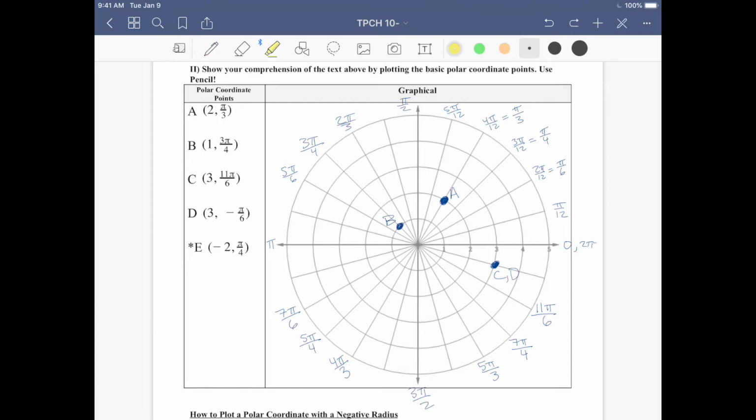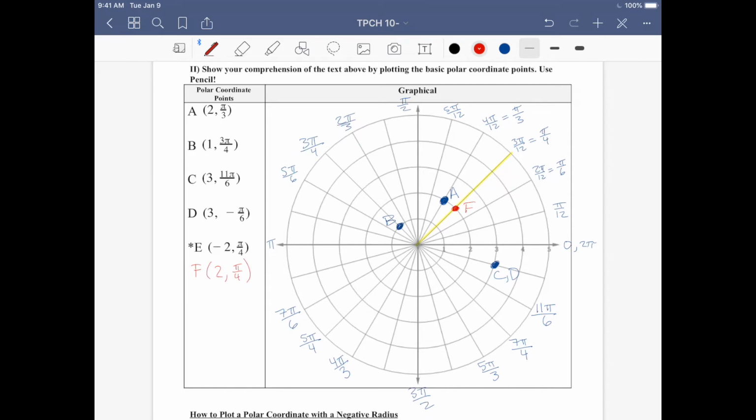All right, so point E is very special because this has a negative radius. So how do we graph that? We're still going to find our angle first. So our angle is pi over 4. I'm going to highlight that. So instead of being here, I'm going to label this point F. Point F is positive 2 comma pi over 4.